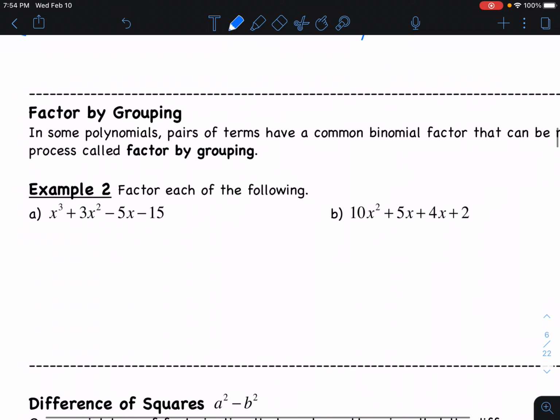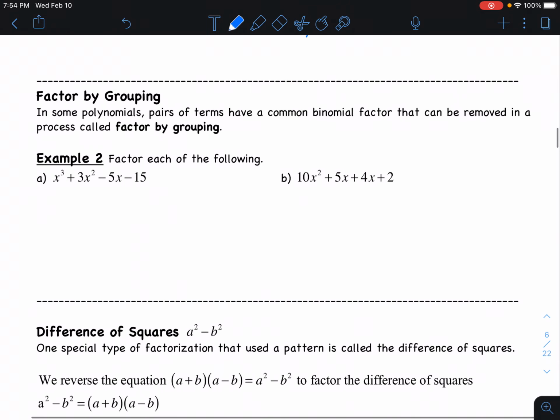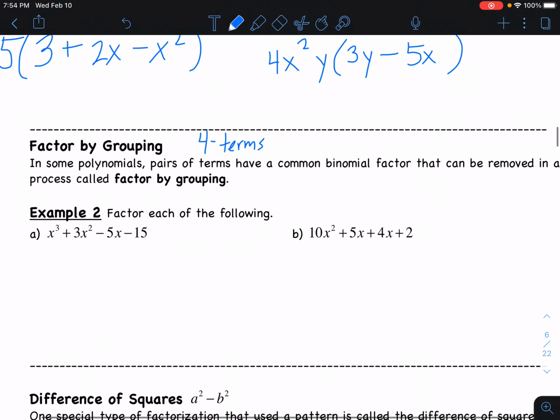Okay, next up is something called factor by grouping. This was not in Algebra 1, I don't think, but it was definitely taught by me in Algebra 2. So factor by grouping is when you have 4 terms in your polynomial. So as you can see in A and B, we have 4 terms in each problem.